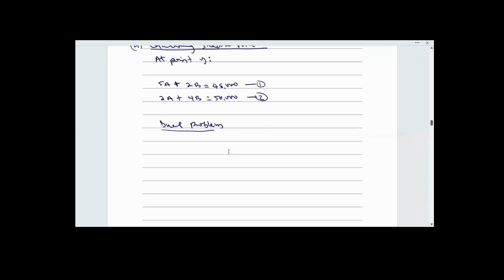So to get the dual problem, first thing first, I need to indicate the original problem, which is 5A plus 2B equal to 48,000, 2A plus 4B equal to 50,000. Then the contribution of A is 612 plus the contribution of B, 456. This is the original problem.